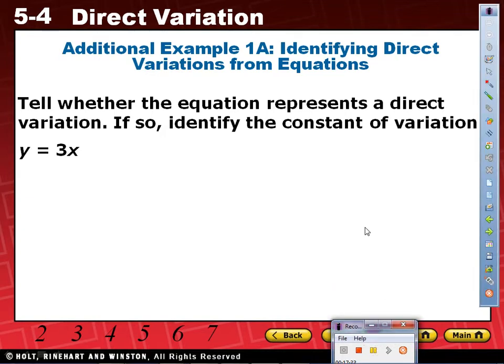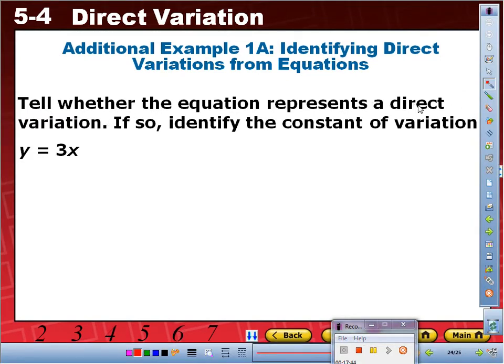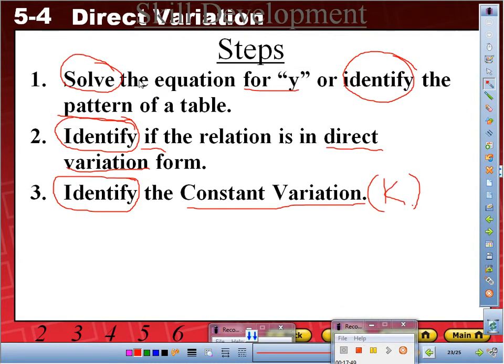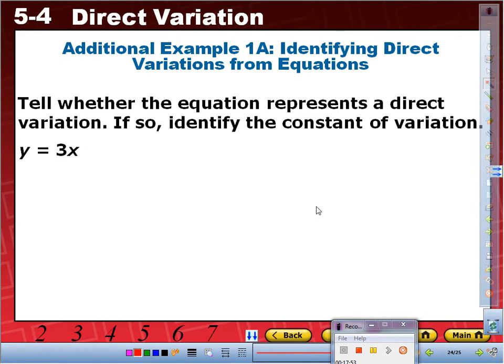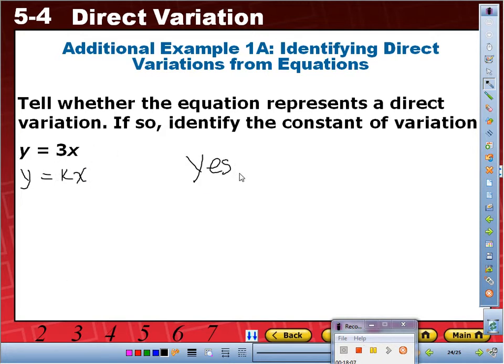Okay, pay attention, please. Pens down, eyes up here. You'll finish copying in a little bit. Here it goes. So, it says, tell whether the equation represents a direct variation. So let's look at our steps that we just wrote. Solve for y. Is it an equation? Yes. Is it solved for y? Yes. Step 2, identify direct variation. Does it look like this? Everybody look up. y equals kx. Yes. So therefore, yes, it's a direct variation.